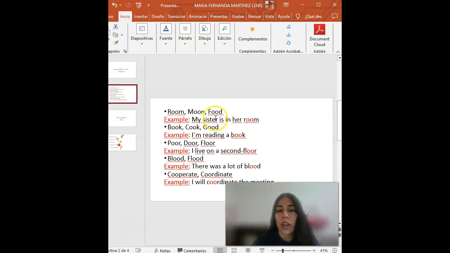All these words have the same sound of OO. So let's listen. Room, moon, food. Room, moon, food have a very strong oo sound. Example, my sister is in her room.